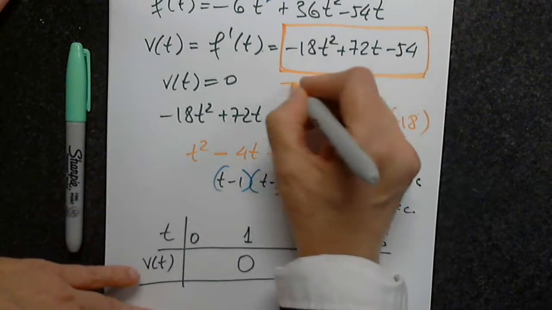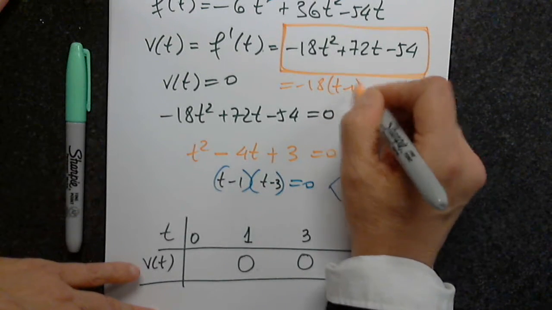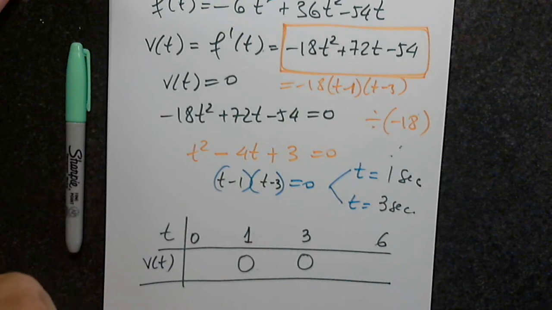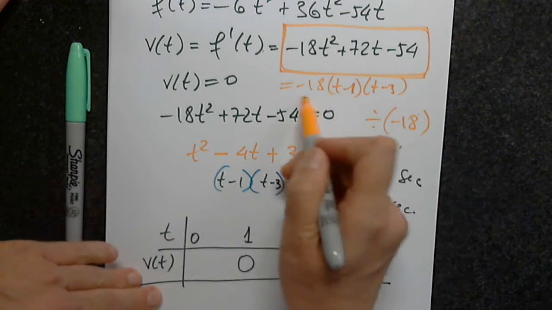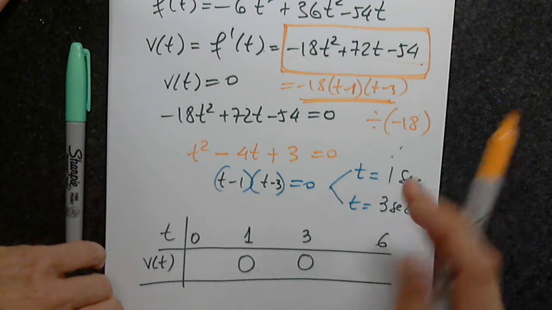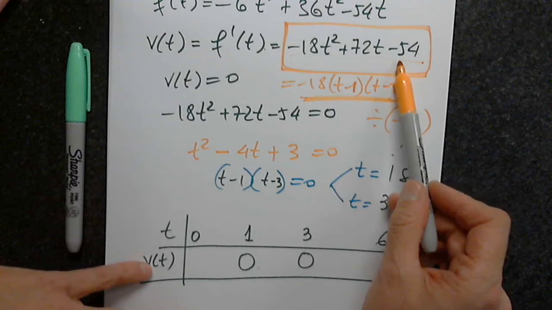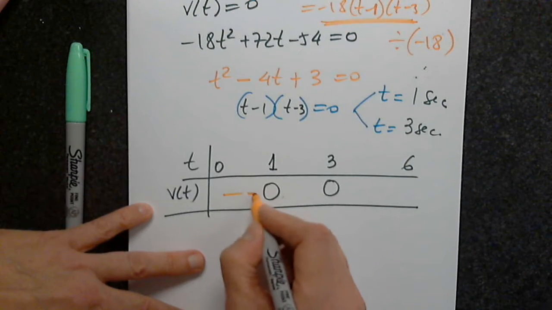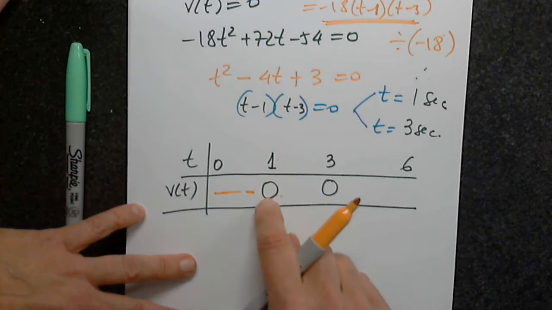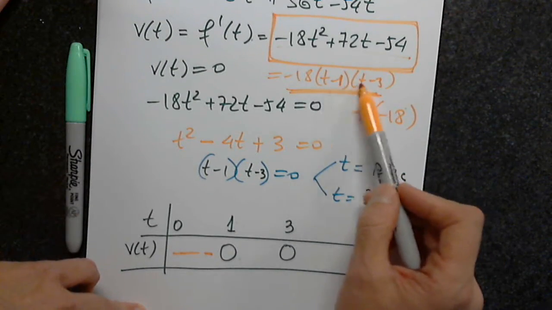And I can factor out negative 18, and then I have t minus 1 and t minus 3. So that's the factor form and much easier to handle than that one. If I plug in 0 here, obviously this is a negative number. So before rest at 1, it's negative. Then I can plug in 2, but it's easier to plug in 2 here.